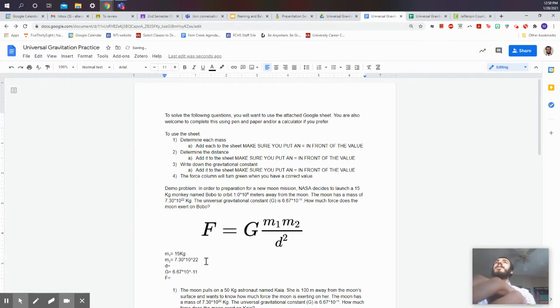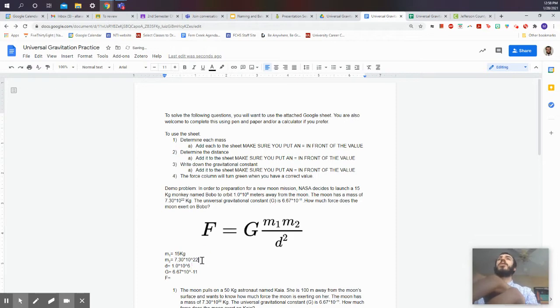And we're going to find the distance. It doesn't say distance anywhere in here, but it does say that we're going to have Bobo orbit 1.0 times 10 to the 6th meters away from the moon. That's how far apart these two masses are. Bobo, mass 1, and the moon, mass 2, are 1.0 times 10 to the 6th meters apart from each other. I'm going to write 1.0 times 10 to the 6th. You might notice that's a million.